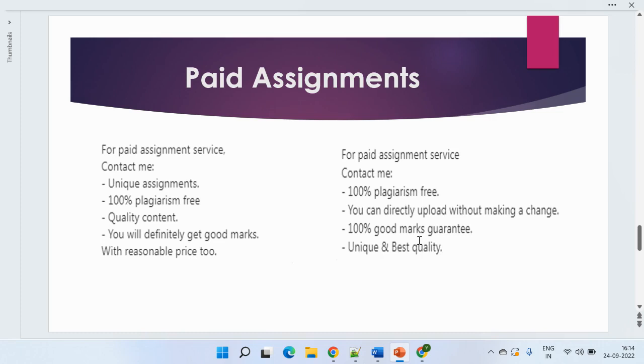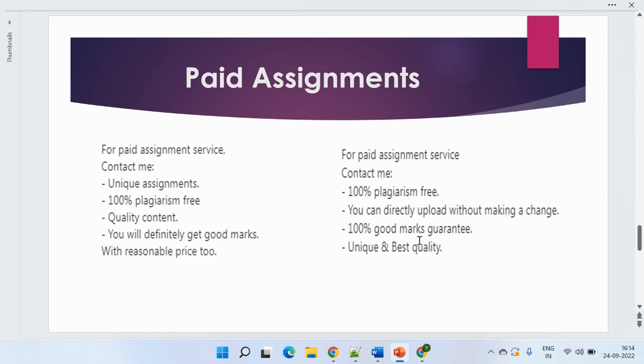Now the next part is about paid assignments. Most of you are in some WhatsApp groups or Telegram groups or other social networks, and you will find many messages like, this is a paid assignment service, you can contact me, I'm providing unique assignments, 100% plagiarism free, quality content, you will get good marks, otherwise I will provide it free for the next semester, or you will get your money back.